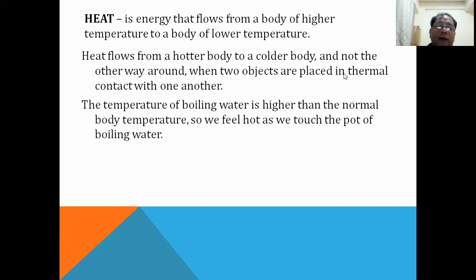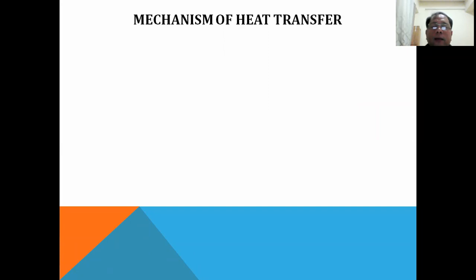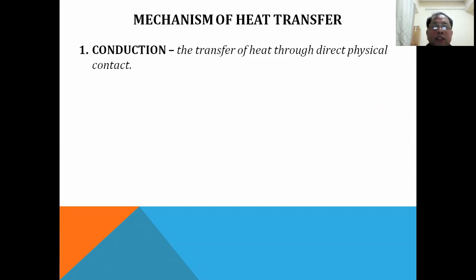It cannot be the other way around. So that is its direction. If you have a fire at the bottom, the heat of the fire will eventually transfer to the kettle where you are placing your water or trying to boil some amounts of water. So heat is actually flowing from a body of higher temperature to a body of lower temperature. How does heat transfer?